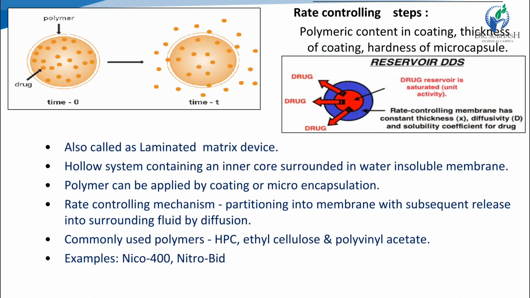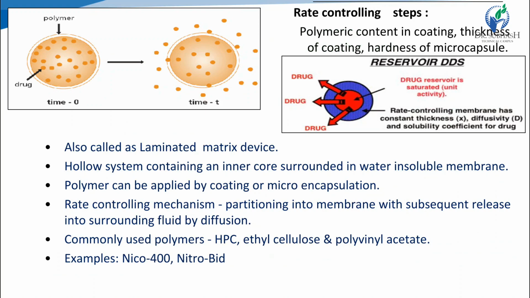Here the rate limiting or rate controlling step depends on the concentration of polymer in the coating material, the thickness of the coating layer, and the hardness of the microcapsule. That also affects the release. It is also called the laminated matrix device, a hollow system containing an inner core material surrounded by water insoluble, rigid material. That's why it's called the laminated matrix device. The polymer can be applied by coating or microencapsulation.